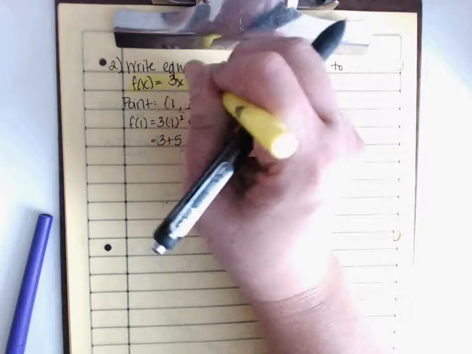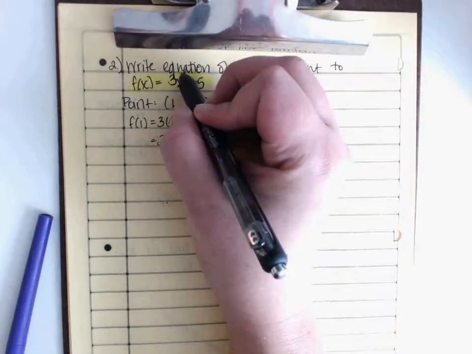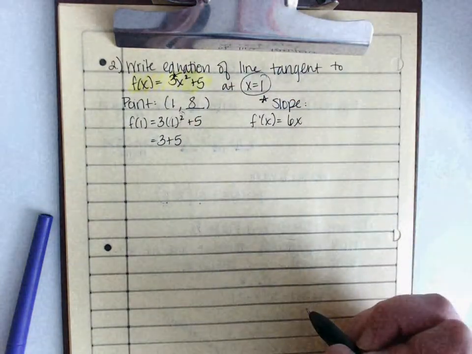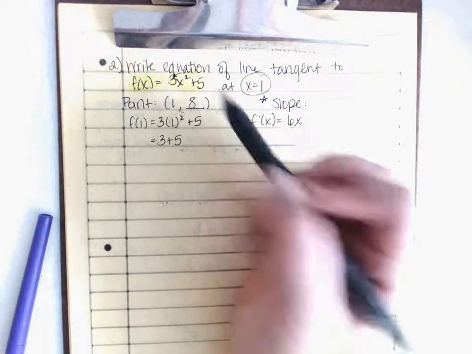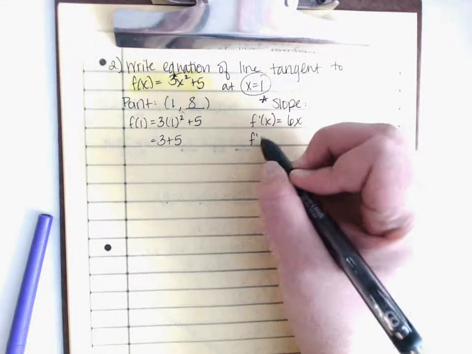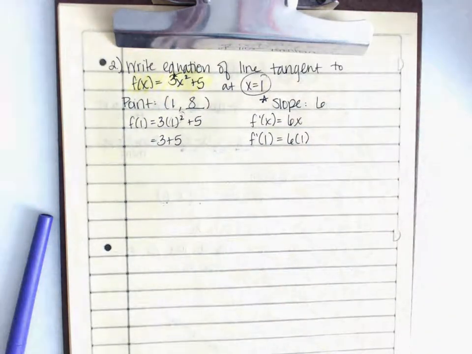Okay, so if it's 3x squared plus 5, then I'm going to multiply my 2 down onto the 3. So now that's a 6, x to the 1. And then my plus 5, the derivative of that is 0. So f prime is 6x. Now I want f prime of 1. Well, then that's 6 times 1, which is 6.